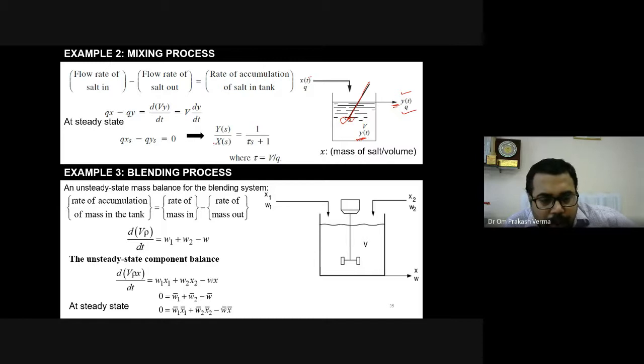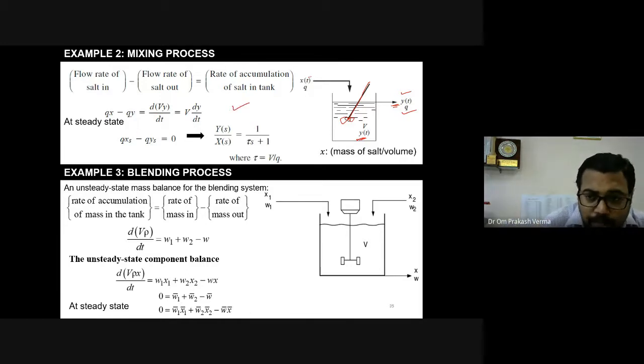So now we are writing the in and out equation, that is the conservation equation, the component equation. So here, this is mixing. X is the mass of salt per volume, you can say. That's the concentration also, mass of salt per volume. Okay, so whatever the in minus out is equal to the rate of accumulation.